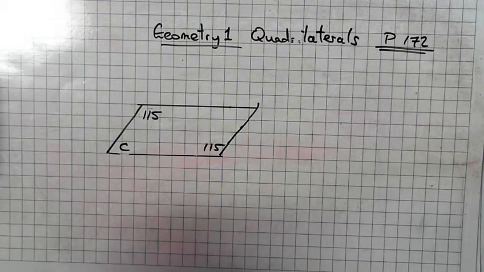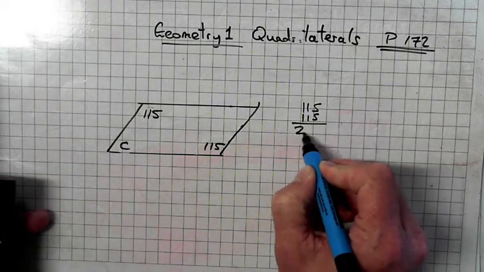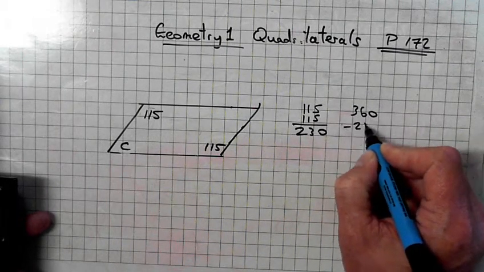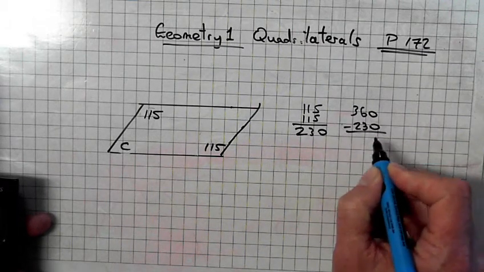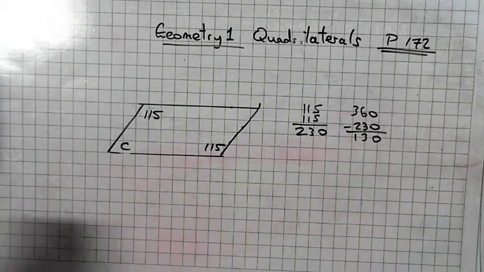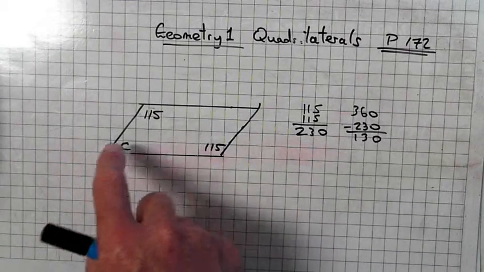So 115 plus 115 is equal to 230. 360 minus 230 is 130. This angle and this angle, both of these add up to 130.